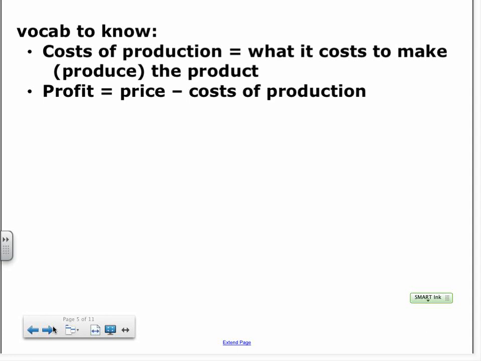Here's some vocab that you need to know. Cost of production: what it costs to make or produce the product. And profit: that means the price minus the cost of production. So back to our lemonade stand example. If you were selling those little cups for $1 a piece, did you actually just make $1 every time you sold one? No, you have to think of the cost of the cup, the cost of the actual lemonade. Those are all the costs of production. Profit is what you get to keep when all of your costs are done.